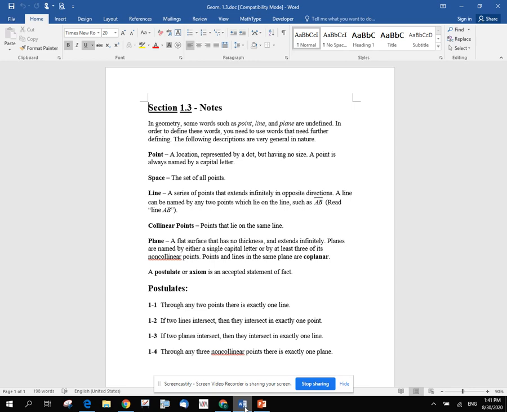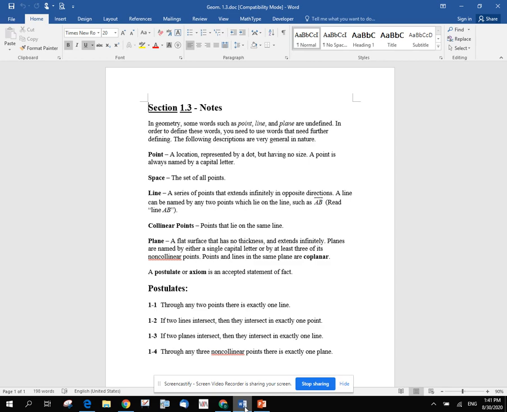Postulate 1.1 says through any 2 points there is exactly 1 line. I kind of already made that point, didn't I? Postulate 1.2 says if 2 lines intersect, then they intersect in exactly 1 point. You would have experienced that in your previous class too when you were solving systems by graphing. You graph 1 line, you graph another line. The intersection point was the answer to your question about systems. The geometry take on that is much the same.